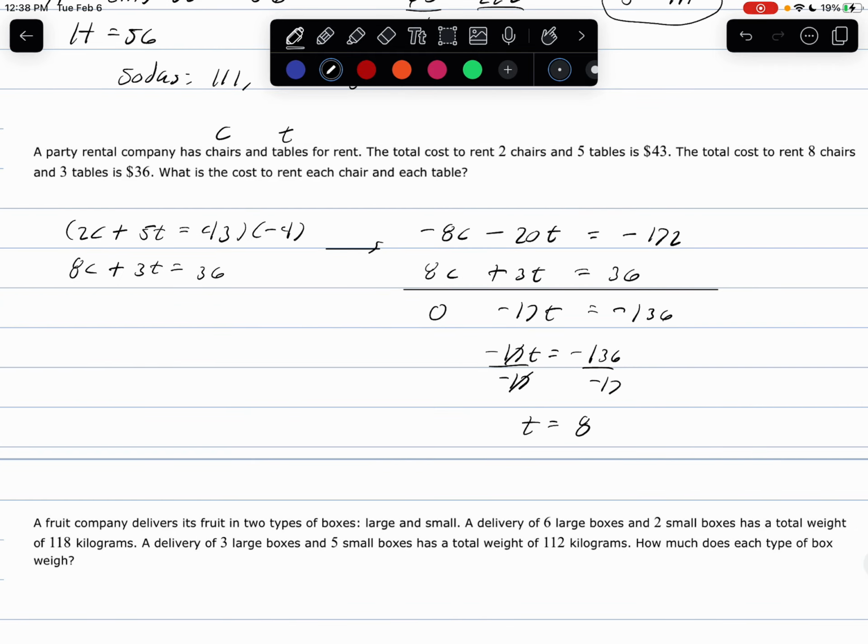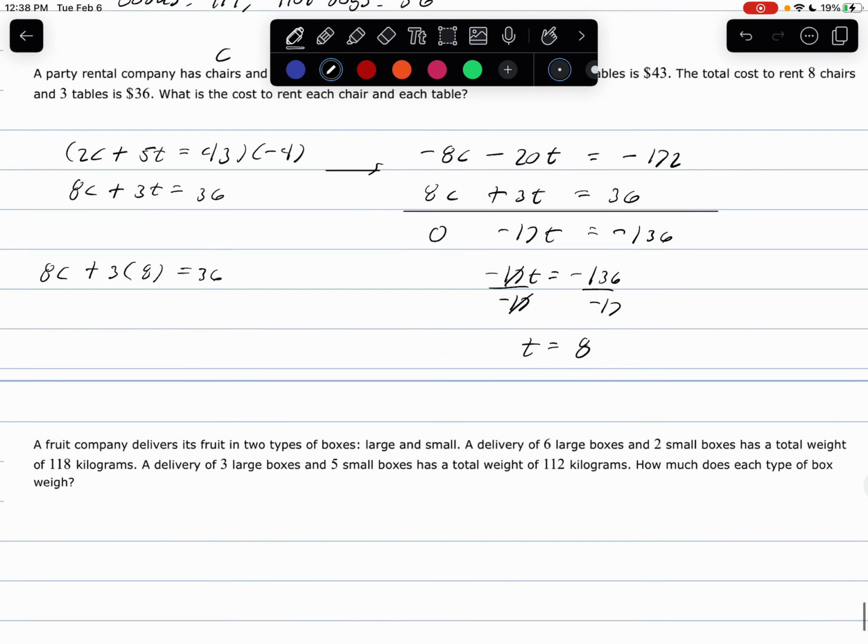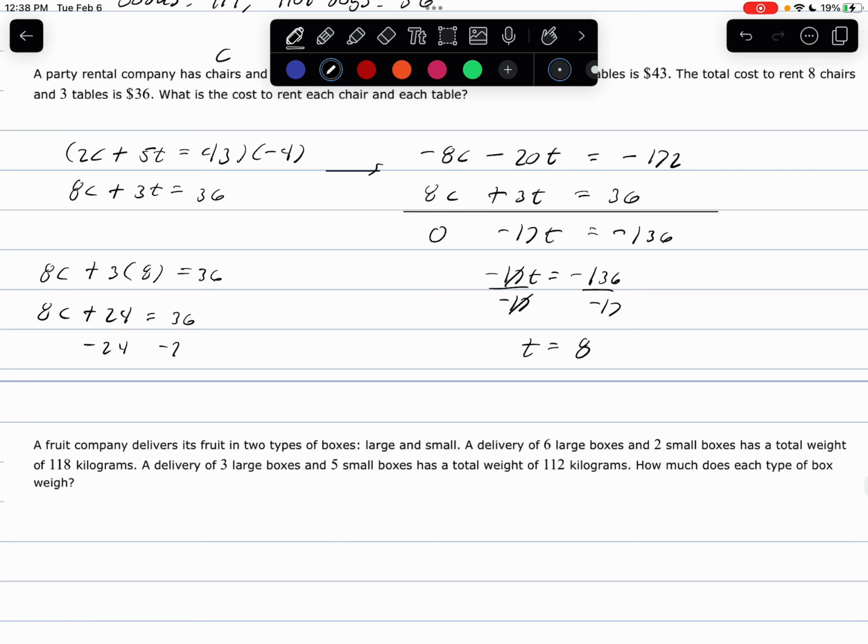But now since we have T is equal to 8, we can plug this back into either of our equations. I like the second one. So we have 8C plus 3 times 8 is equal to 36. That gives us 8C plus 24 is equal to 36. And we can take 24 away from both sides. Okay. And that's going to give us that 8C is equal to 12. If we divide both sides by 8, we're going to get that C is equal to 1.5.